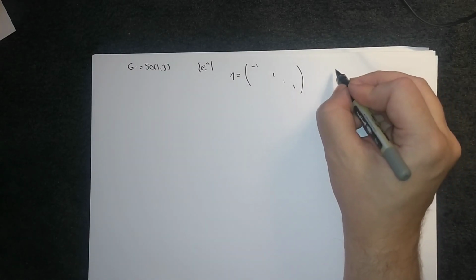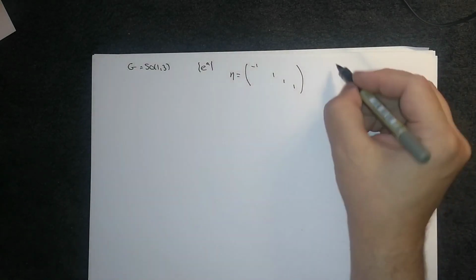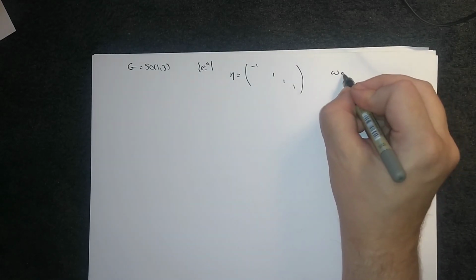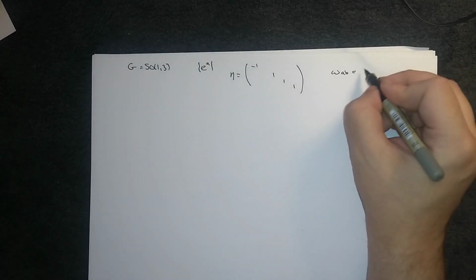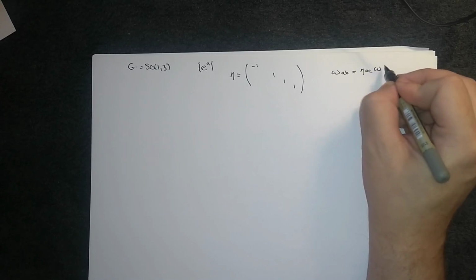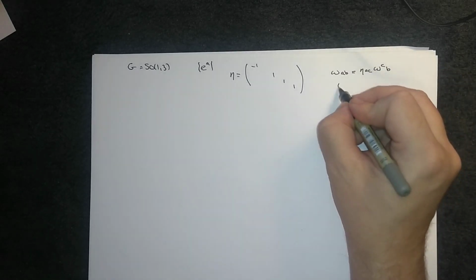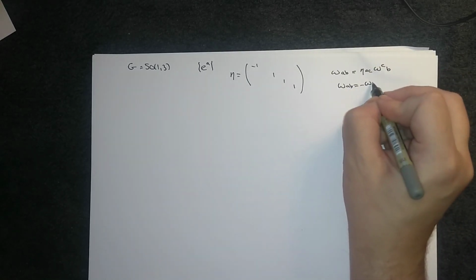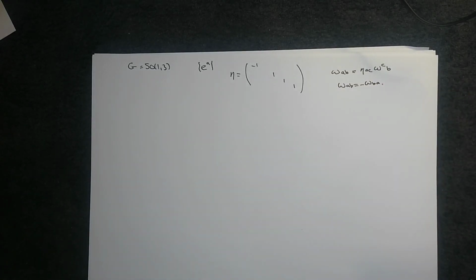Elements of the algebra will be antisymmetric matrices once we lower both indices. So that's eta AC omega CB, where omega AB is minus omega BA. That will be an element of the algebra.